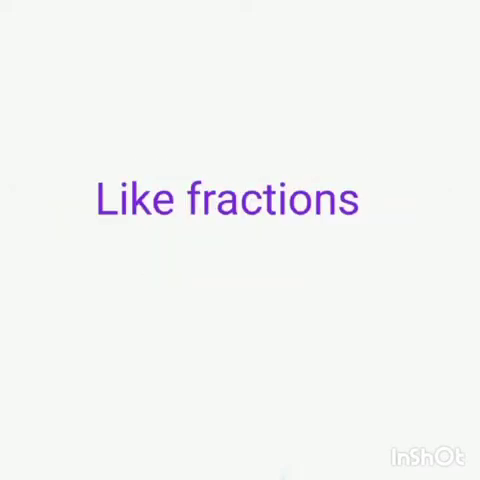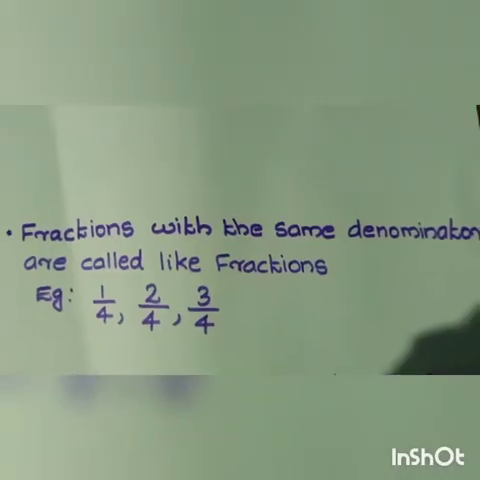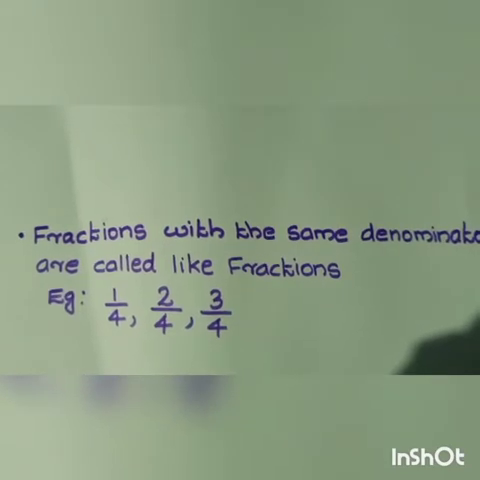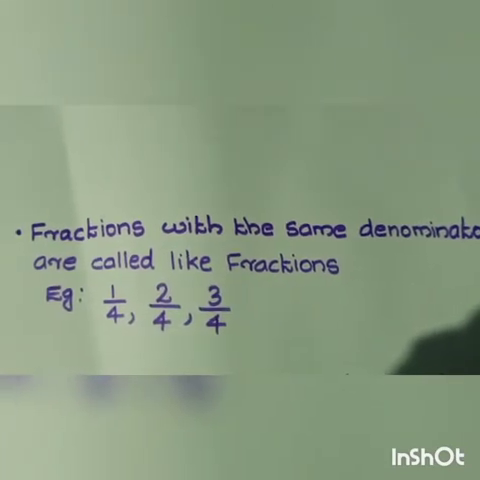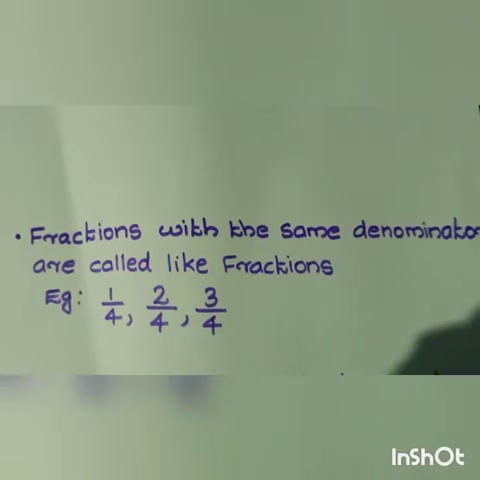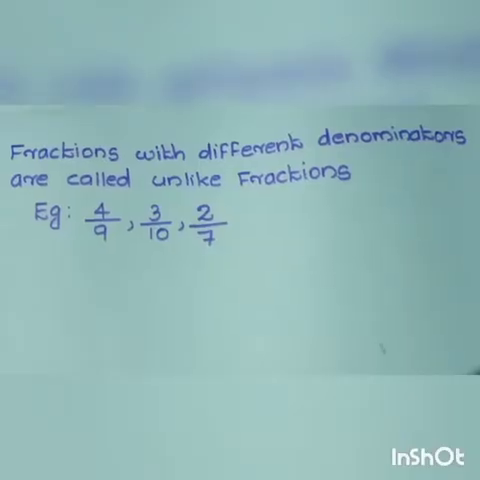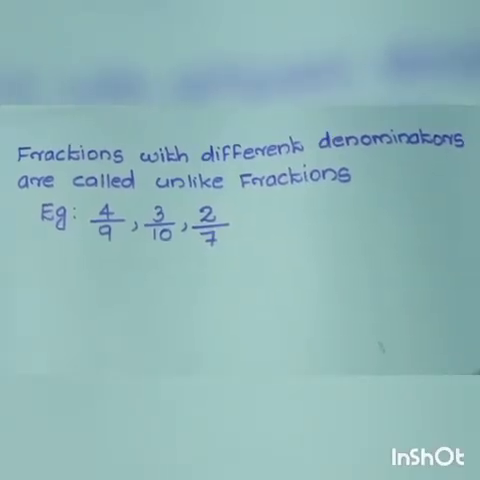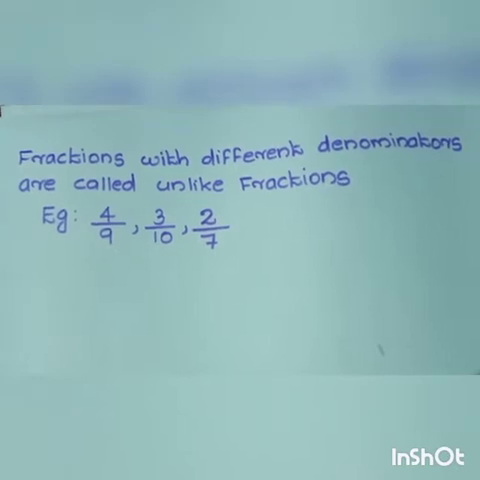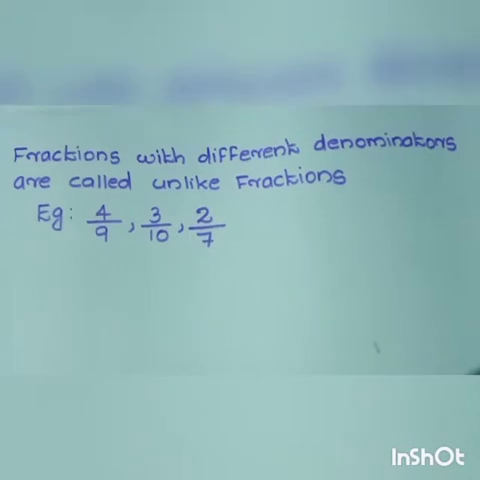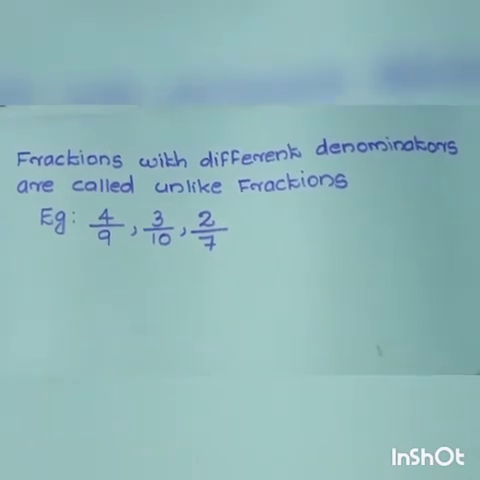Like fractions. Fractions with the same denominator are called like fractions. For example, 1 by 4, 2 by 4, 3 by 4. Unlike fractions. Fractions with different denominators are called unlike fractions. For example, 4 by 9, 3 by 10, 2 by 7.